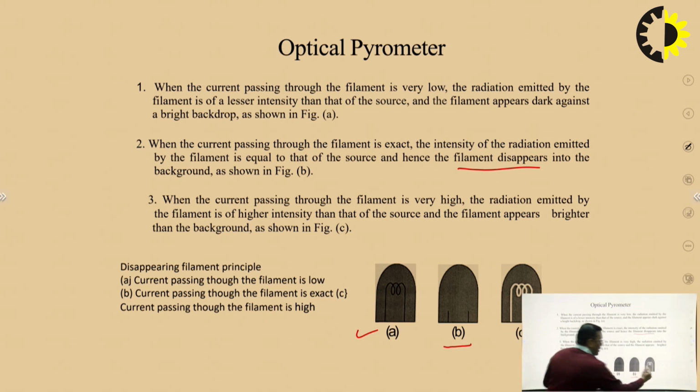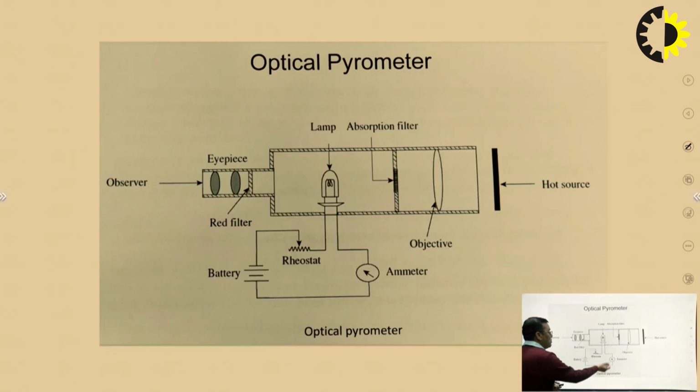So these are the three conditions. This is when the current through the filament is more. This is when the current through the filament is less, and this is when the current through the filament is exact. Exact means when the filament disappears. It means the light emitted by the filament and the hot surface is of the same brightness. So the filament disappeared. That current is of our use, and that current can be calibrated with the temperature. So this is the working of the optical pyrometer.